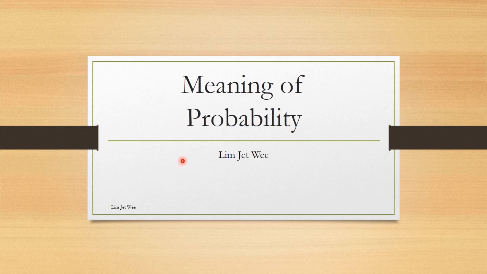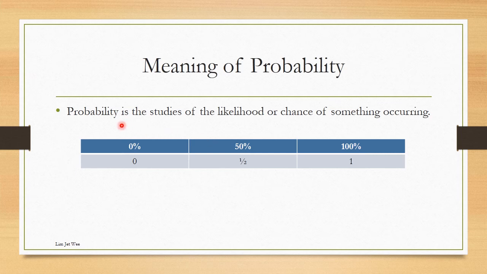For this session, we want to look into a particular mathematical study called probability. Probability is a mathematical study of likelihood as well as chances of something occurring, and the value that it holds will always be from 0 to 1. And it's actually quite easy to understand why it is so.